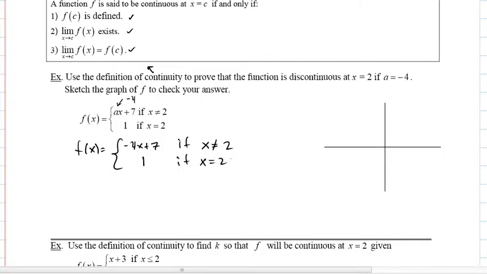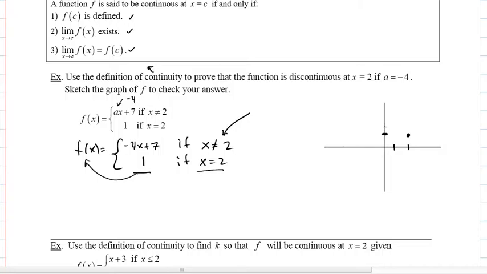So let's do the easiest part. Let's go ahead and draw it like this. Here's 1, 2, and it says when x is equal to 2, y is 1, because y is f of x. It's only a point. And for every other point that is not 2, in other words, everywhere else, we have the function negative 4x plus 7, a linear function. So I'm going to try to scale this as accurately as I can.